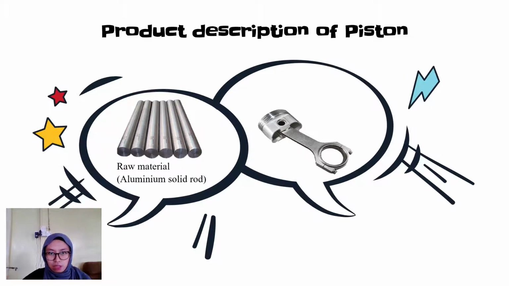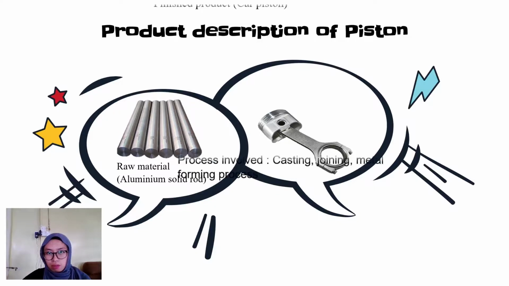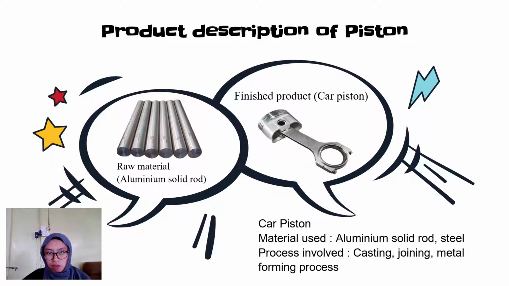Product description. The first picture is a raw material for the piston, and for the piston I use an aluminium solid rod. The processes involved to make a piston are casting process, joining process, metal and non-metal forming process. The second picture shows the finished product of a car piston that has gone through all the manufacturing processes.